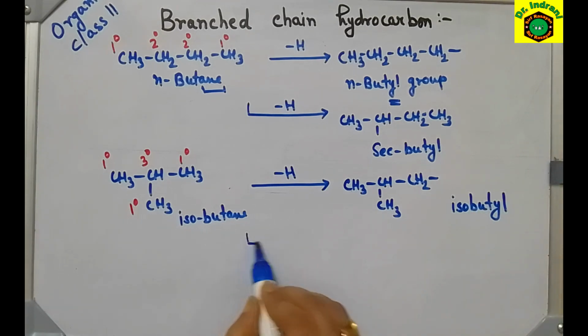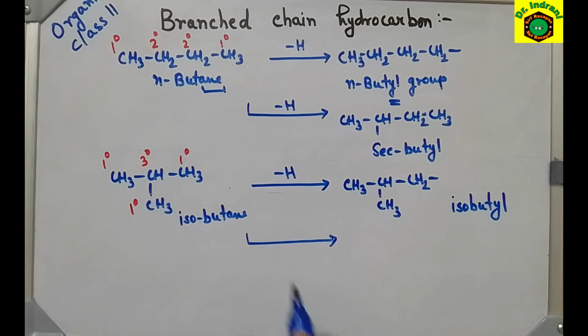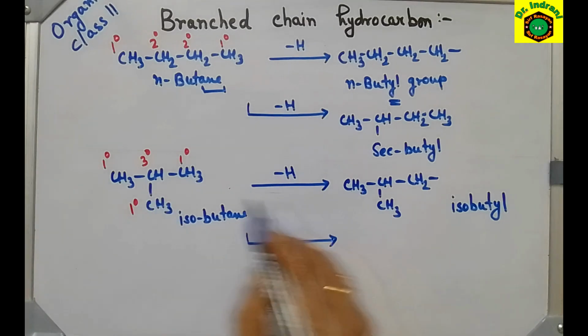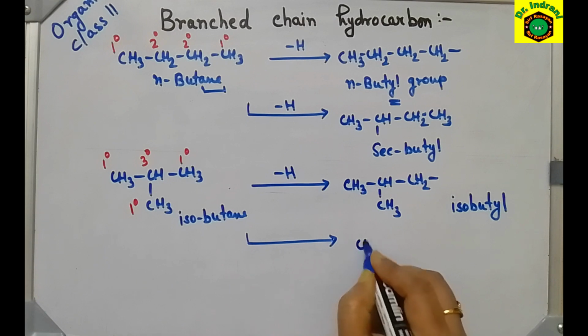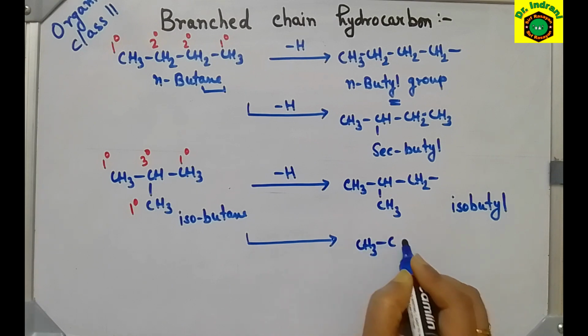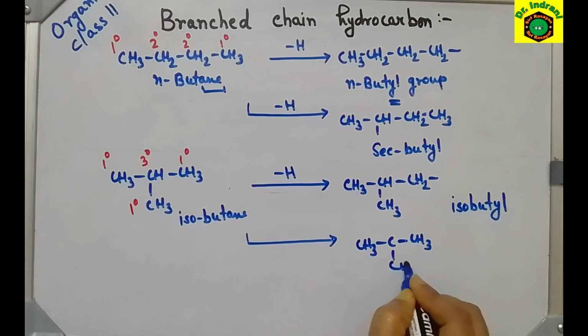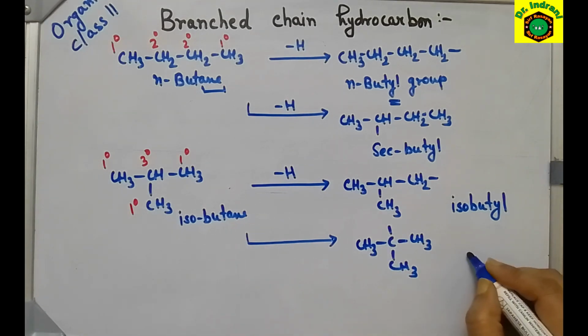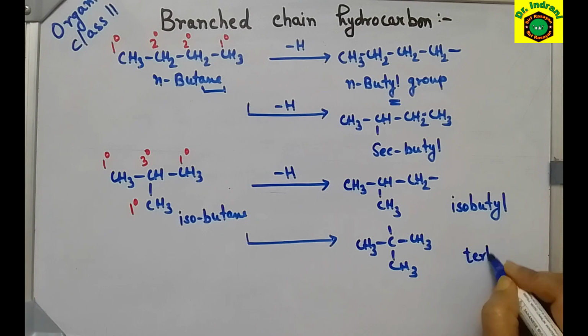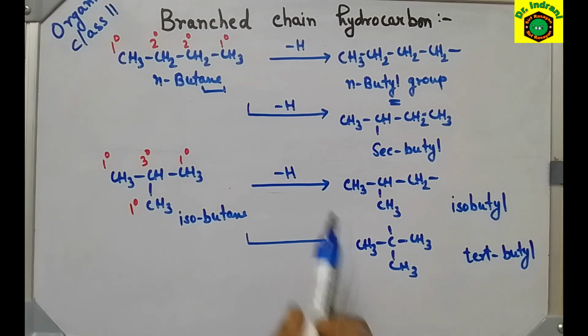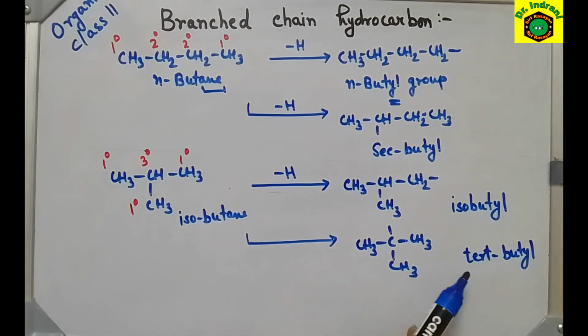And removal of one hydrogen from tertiary carbon is giving CH3, C, CH3, CH3. Here one bond is open. This is tertiary butyl. So all those are common name or trivial name.